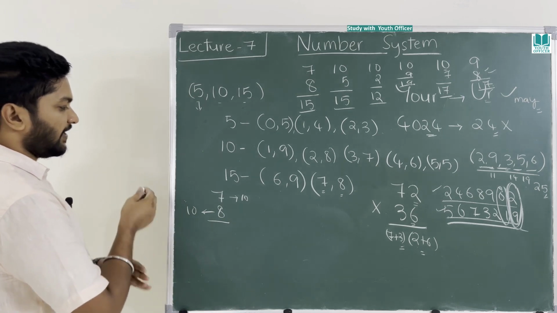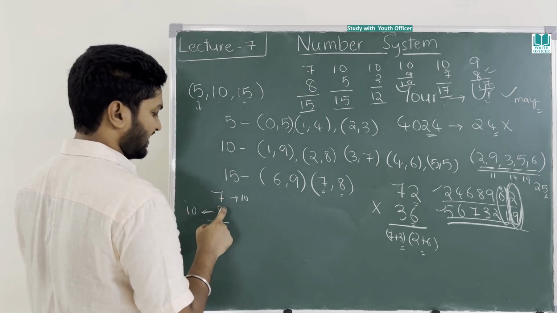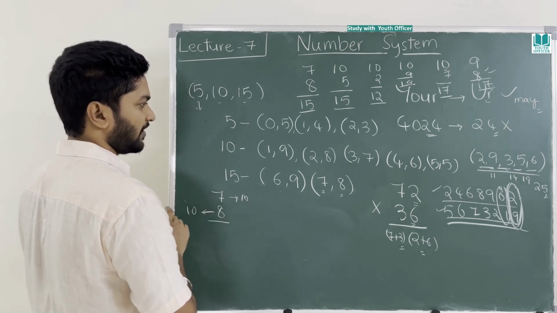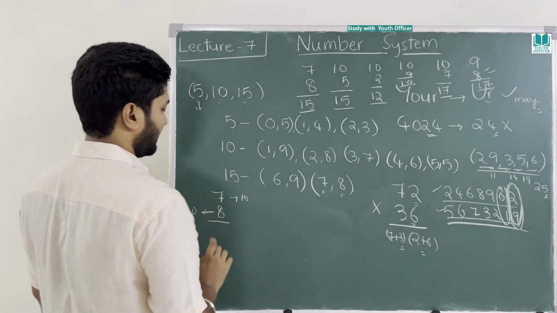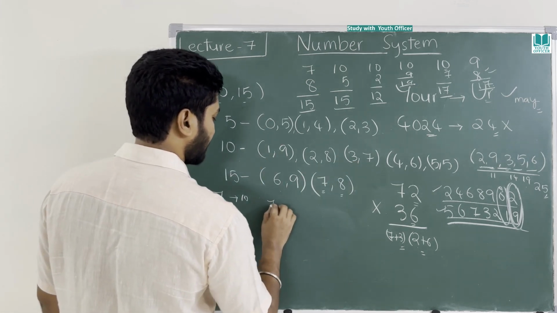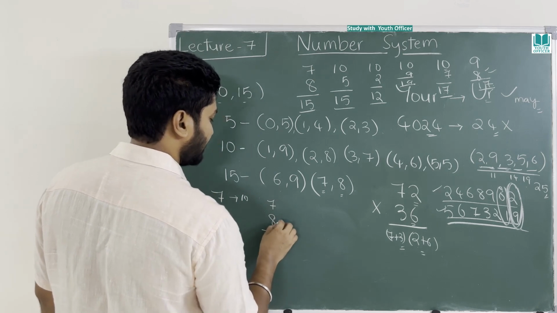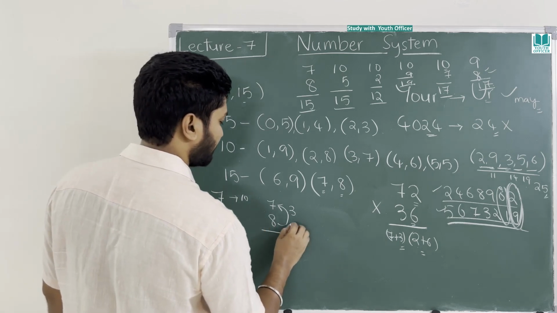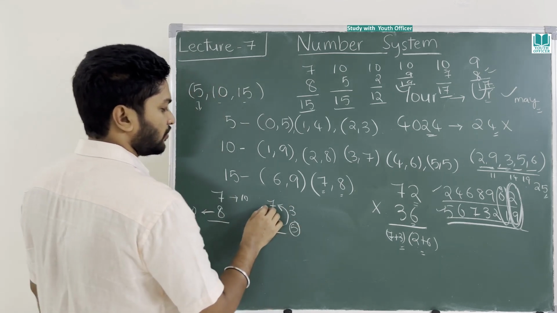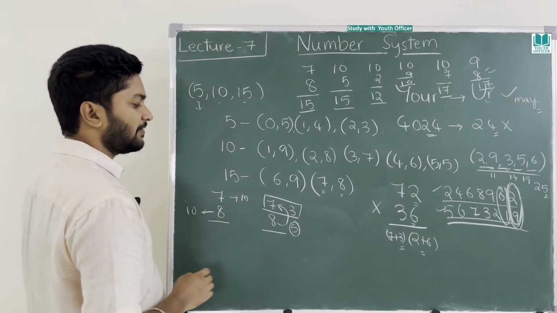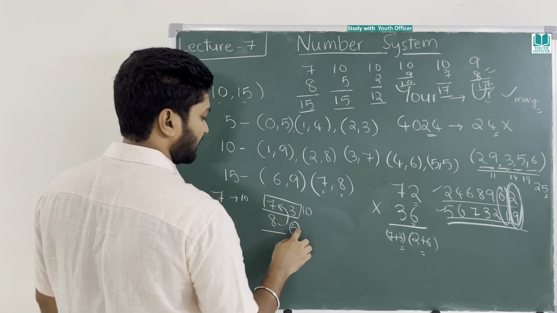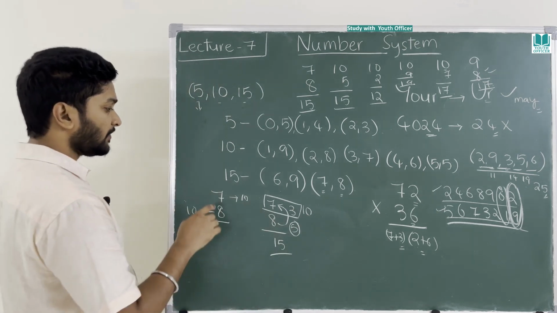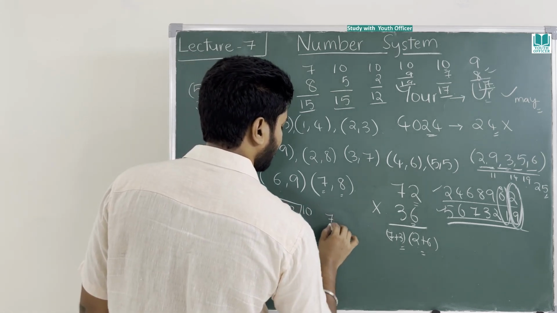Okay. In order to make 7 a 10, how much does 7 need to become 10? 3 it needs. So you donate 3 from 8 to 7. How much is left here? 5. Right? Once you donated 3 to this, how much will it become? 10. 10 plus 5 is 15. Easy? Good.